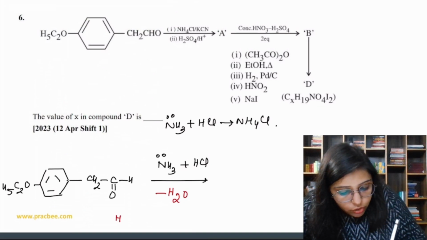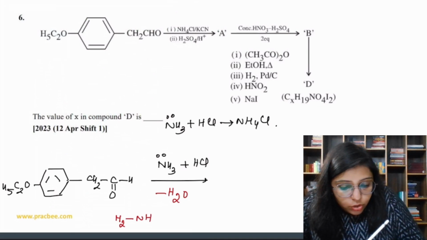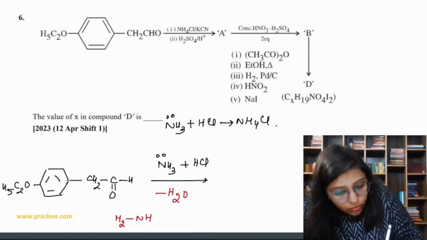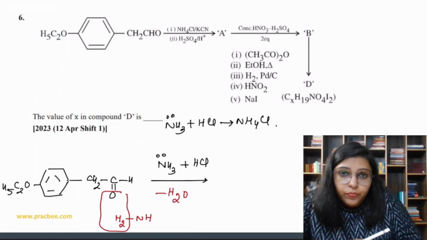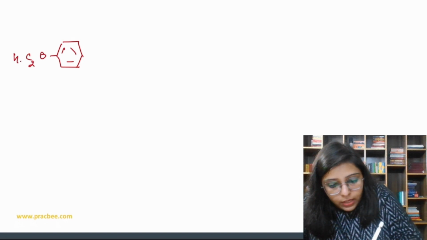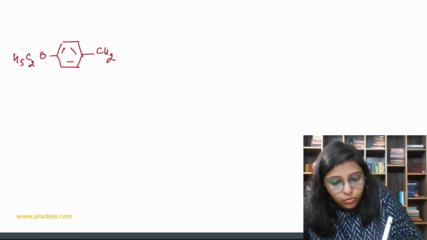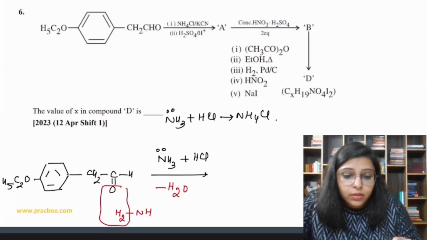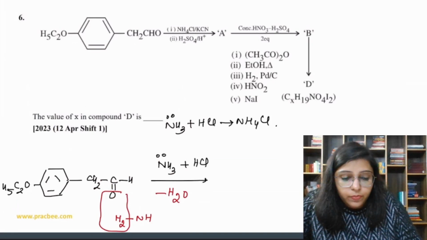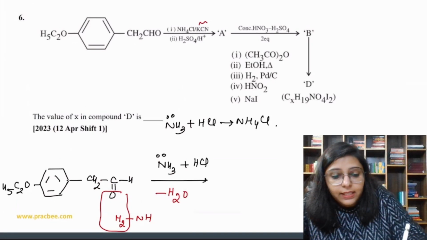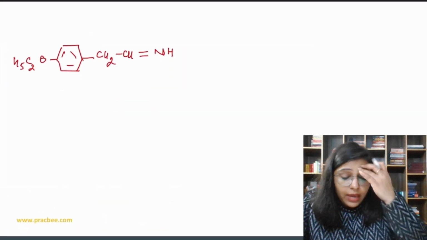So we write H2NH. Okay? H2NH. So what we can do? Just remove water. Okay? So after removal of water, we write OC2H5. Okay? Then CH2 CH double bond NH. Clear? Double bond NH. Then we have KCN. Then we have KCN.